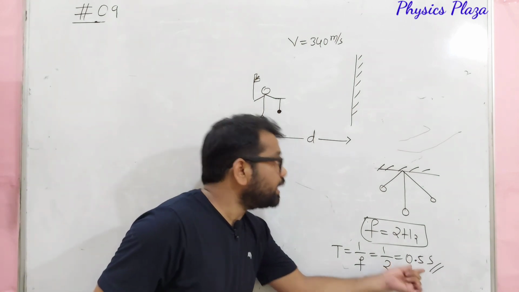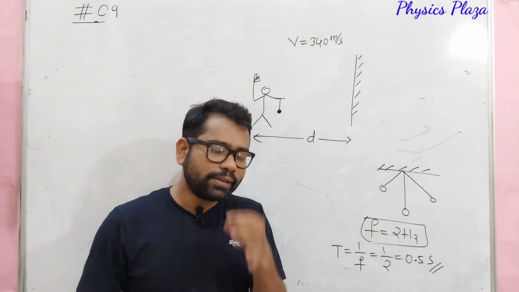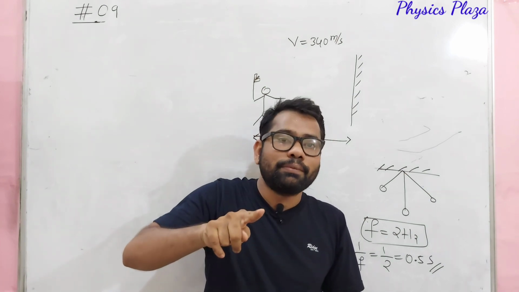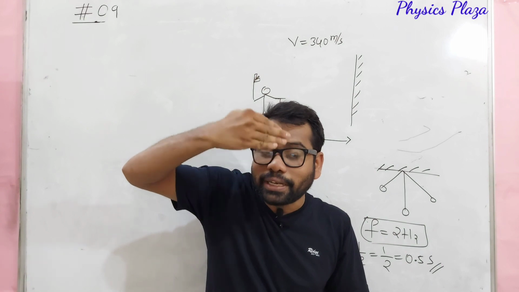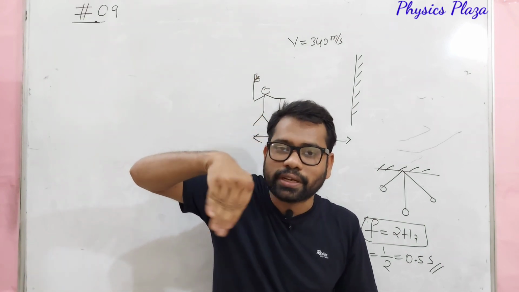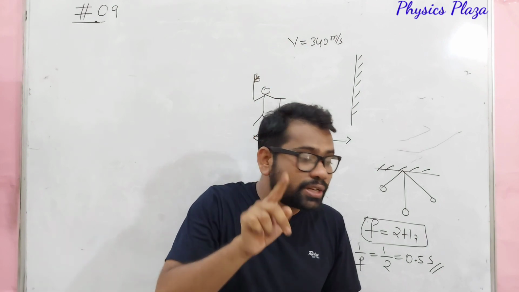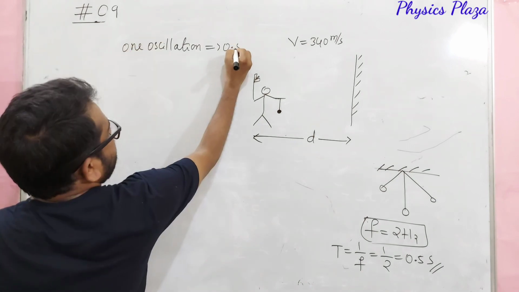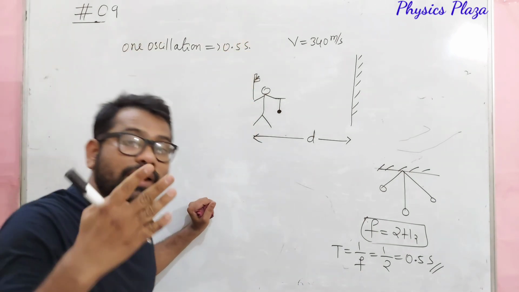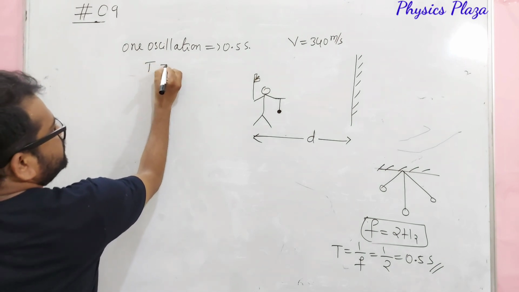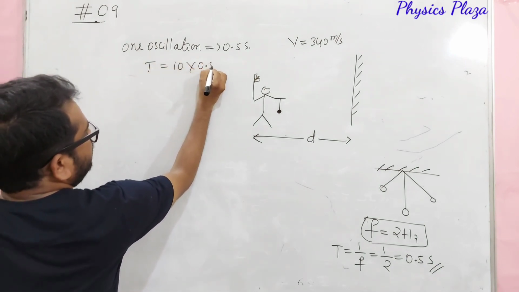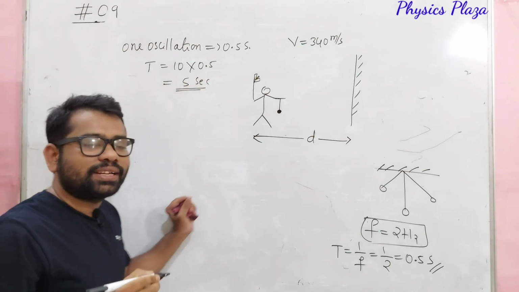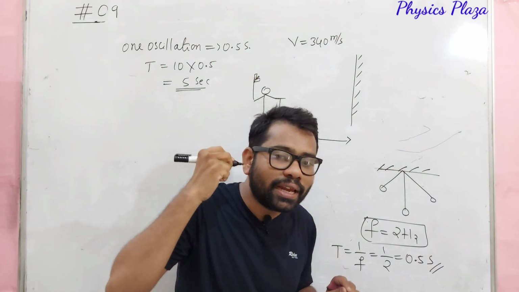But can we take 0.5 as the time here? No. Why? Because when the person fires a gun, he can hear the sound only after some time. Till that time, the simple pendulum completed 10 oscillations. For one oscillation, it is taking 0.5 seconds. Then for 10 oscillations, how much time does it take? 10 into 0.5, it is 5 seconds. So children, 5 seconds is the time taken in which the person can hear the echo.